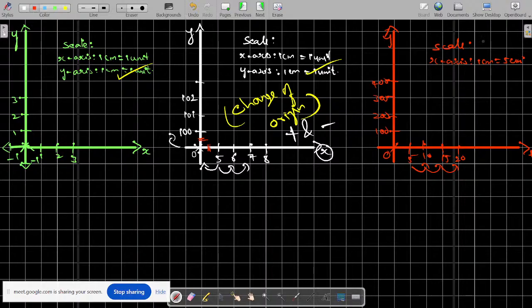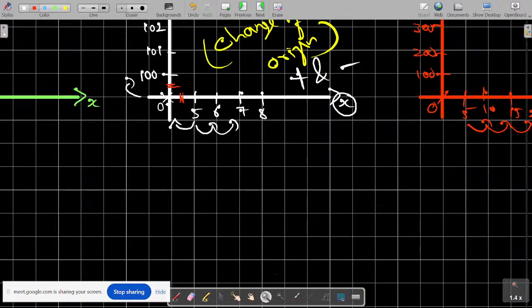Okay. Then y-axis, 100 units. Here, if you make a note, where is the origin? Next to 1 only. Am I right? Let me zoom out.